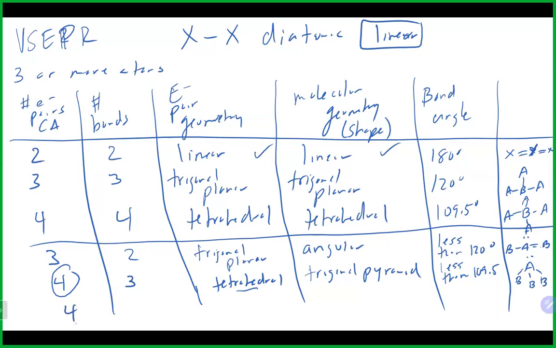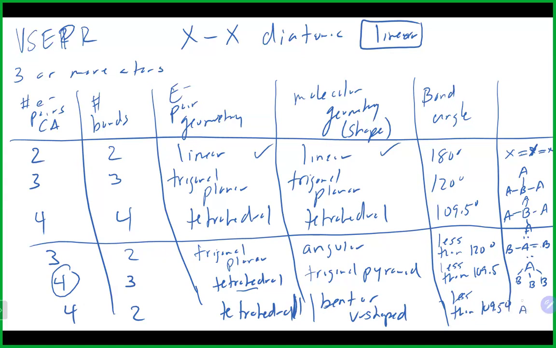And lastly, if you have 4 electron pairs and 2 bonds, also going to give you tetrahedral. That's going to be bent or V-shaped, that's going to be a less than 109.5 bond angle. And we'll try to squeeze it in here. A, B, B. Oh, that's wrong there. Bad squeezing. We'll go to the top here. How's that? A, B, B, dots, something like that.